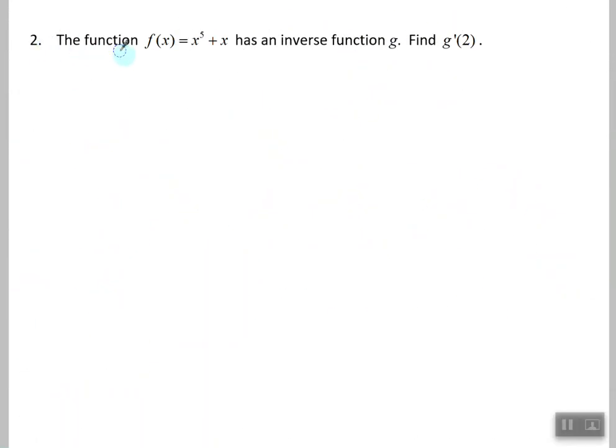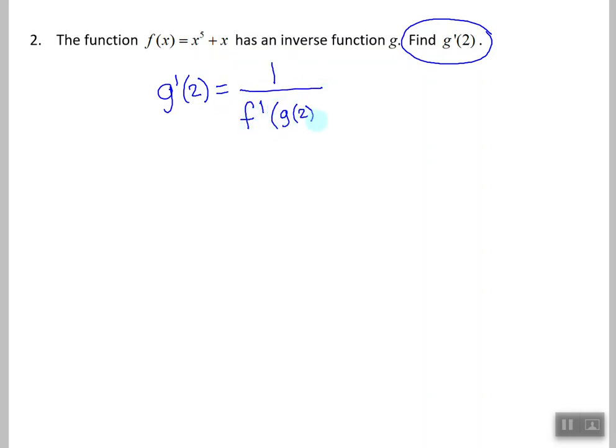Two, the function f of x equals x to the 5th plus x has an inverse function g. Find g prime of 2. So I start with remembering that g prime of 2 means 1 over f prime of g of 2, and that's because the inverse function of f is g. Now what is g of 2? I don't have any values given to me here.